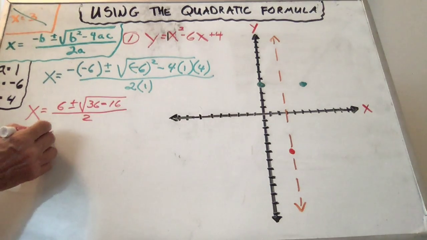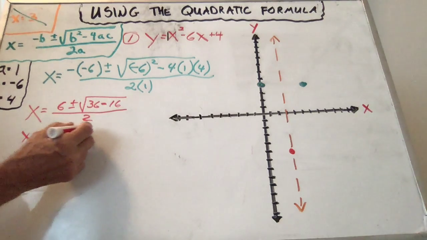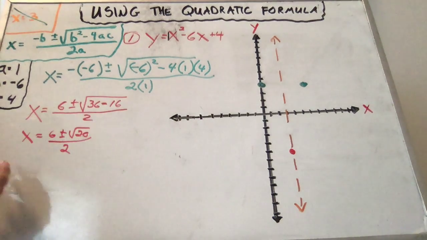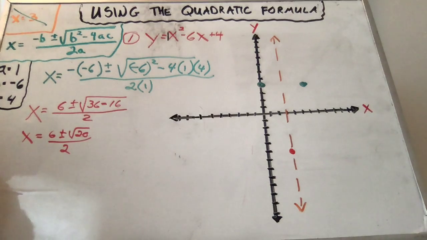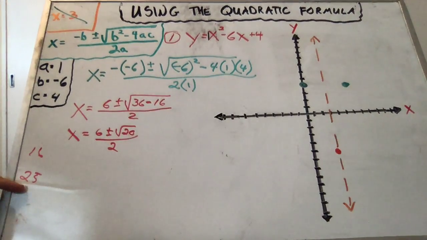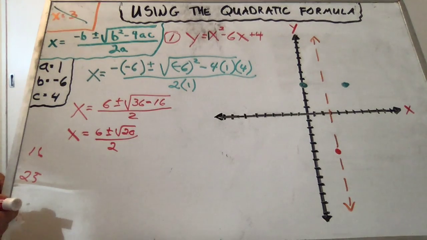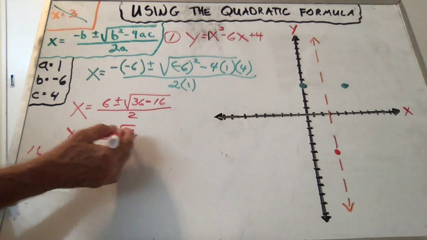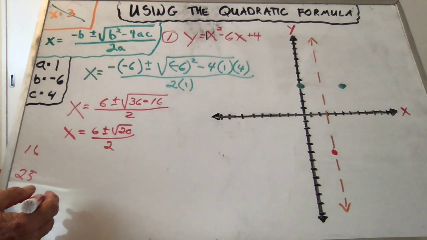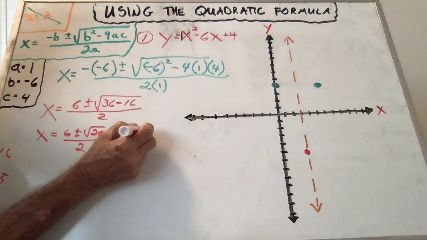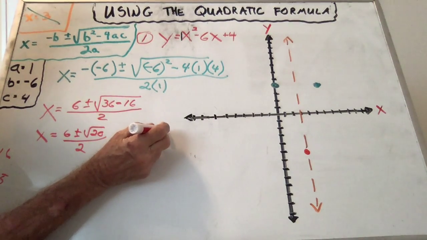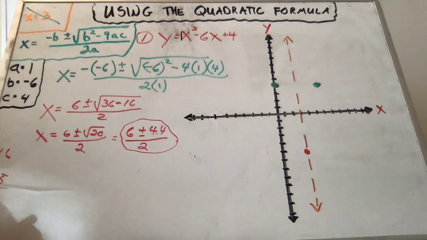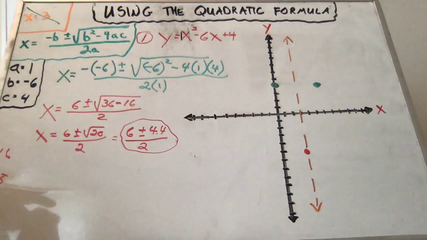So x equals 6 plus or minus the square root of 20, because that's what 36 minus 16 is, over 2. So we're going to estimate. So square root of 16 is 4, square root of 25 is 5. 20 is right there in the middle. It's 4 away from here and 5 away from there. I'm going to use 4.4. So square root of 20 is about 4.4. So this equals 6 plus or minus 4.4 over 2. That's what we're going to work with. Because that radical is that. Okay?